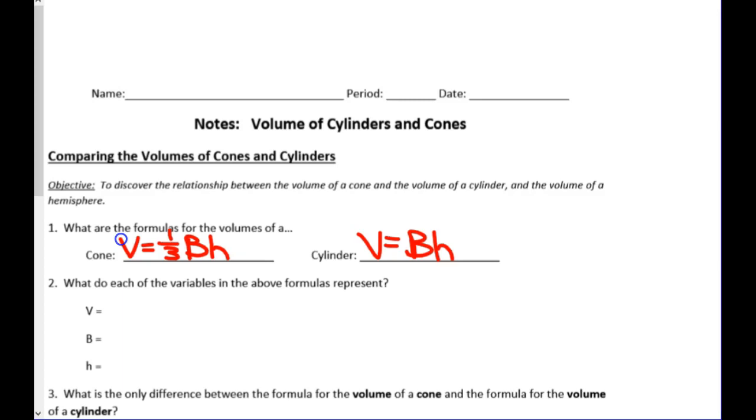Now, what do each of these represent? Take a wild guess, what do you think V stands for? Volume, duh, right? That's the name of this note sheet. So let's write that down. V for volume. And then capital B, what does it stand for? Area of the base, right? So remember, big B, capital B, area of the base, and then H, of course, height.